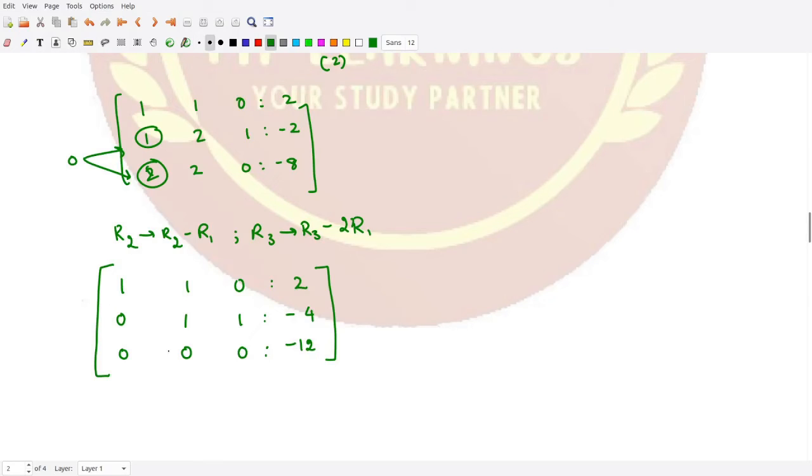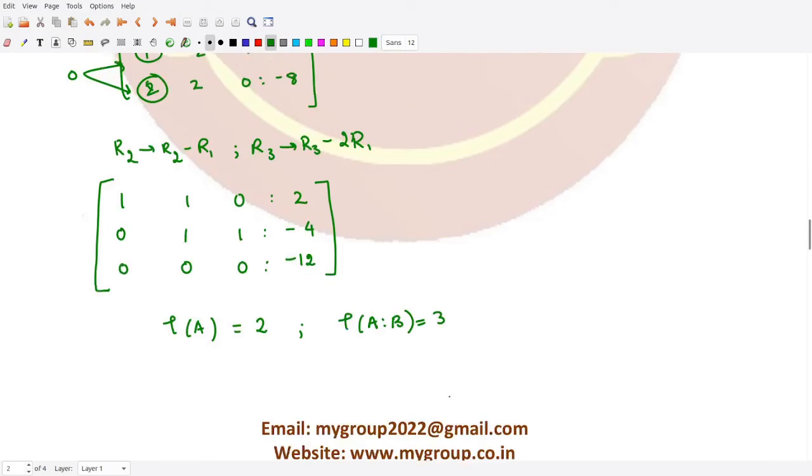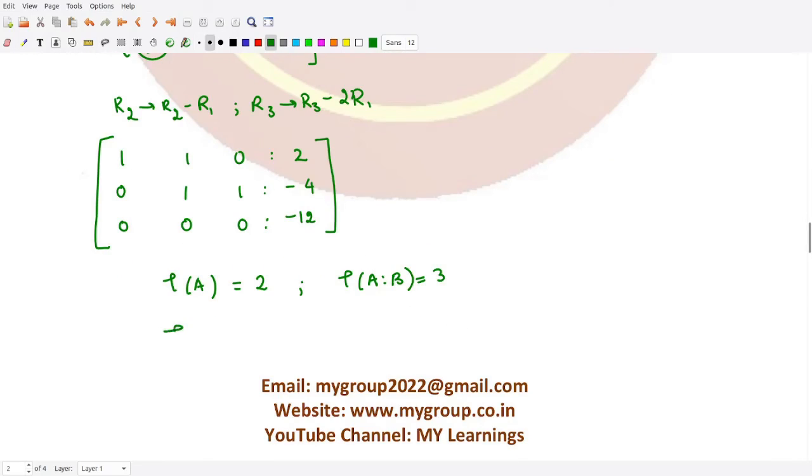So here you could clearly see what is the rank of matrix A. The rank of matrix A is 2 because we have 2 non-zero rows, and the rank of the matrix A augmented B is equal to 3. So clearly in this case both the ranks are not equal. So rank of A is not equal to the rank of A augmented B, and so this is the condition for no solution. So that means whenever we have A is equal to 2, we have no solution.